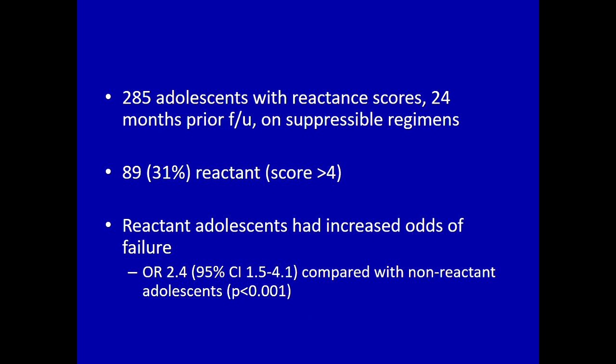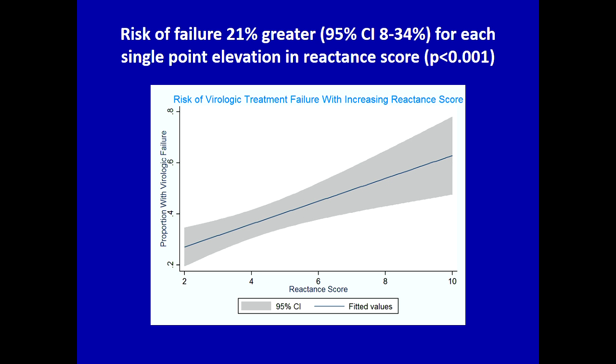So we had 285 adolescents who had reactance scores and 24 months of prior follow-up with the MEMSCAPs and virologic data. Of those 285 adolescents, 89 or 31% had reactance scores greater than 4, which was our cutoff for positive reactance. And the reactant adolescents had a 2.4-fold increased odds of virologic failure compared with the non-reactant adolescents. And you can see here that the more reactant they were, the more likely they were to fail, with those who said that they very frequently feel very strongly about both of those questions having failure rates of greater than 60%.